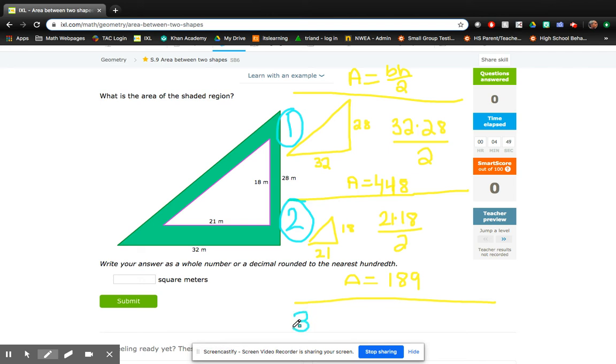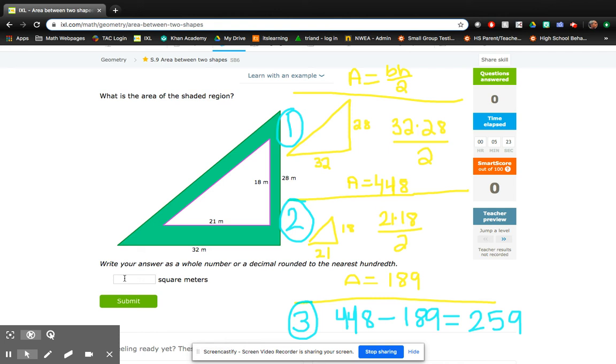And then your third step is going to be to subtract the area of the big triangle minus the area of the little triangle. And that's going to give you your solution to this problem. So we're going to do 448 minus 189, and that's going to give us 259. And that will be our final answer for this problem, 259.